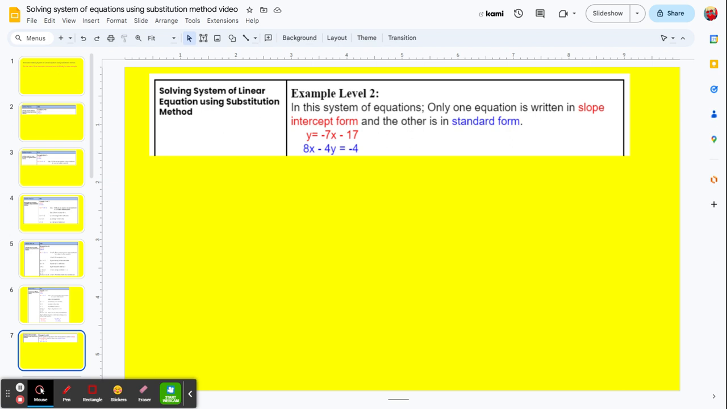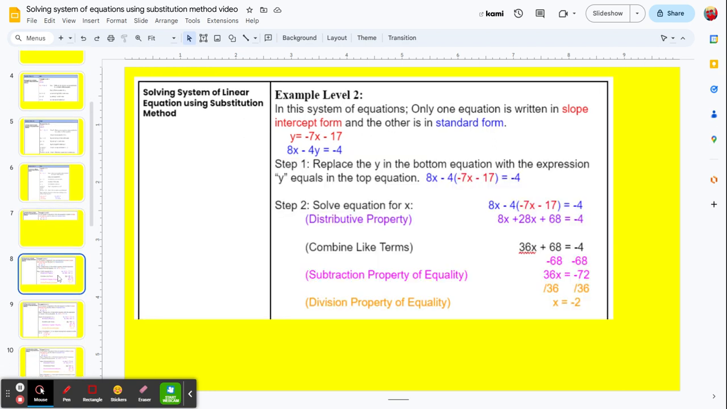All right, another example. Level 2. In this one, you have one equation in y equals form or slope-intercept form, and you have the other equation that's in standard form. So on this one, we're going to take y equals negative 7x minus 17, and we're going to replace the blue y with that expression, negative 7x minus 17. So that is going to be our first step.